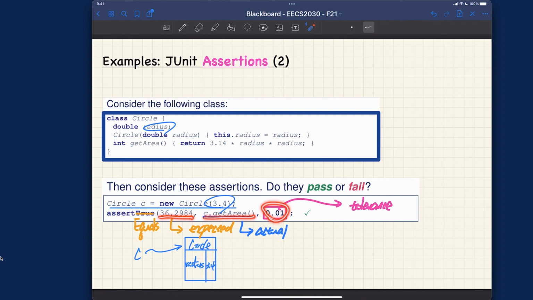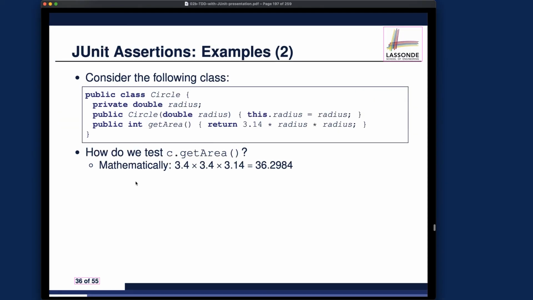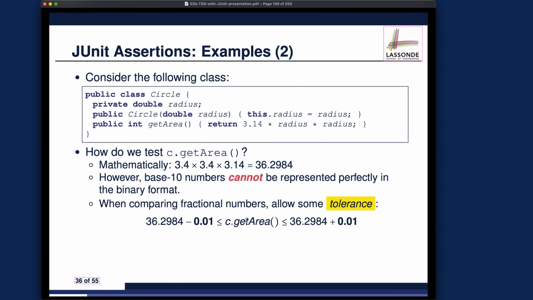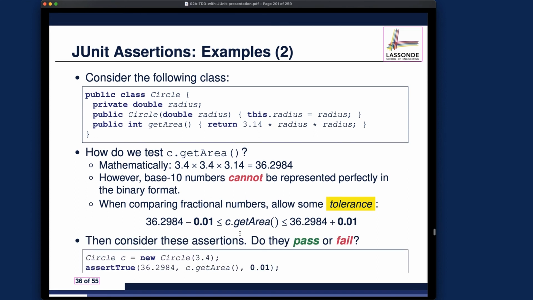Okay. Let me now go back. Okay, mathematically that should be this, but we just cannot represent it perfectly in the binary format, right? Just reviewing, repeating what I just said. So what we should do is we should really allow plus or minus a certain tolerance number. I think 0.01 is usually a good choice. Okay, and then that's the one we just talked about. So you will pass. All right.